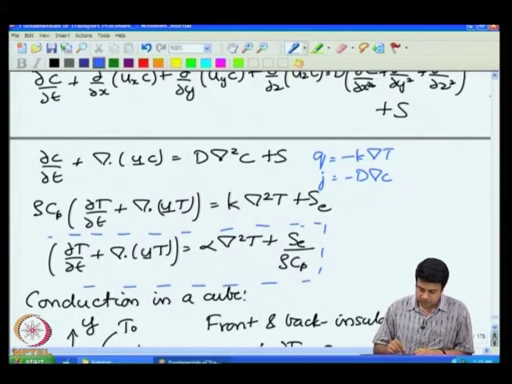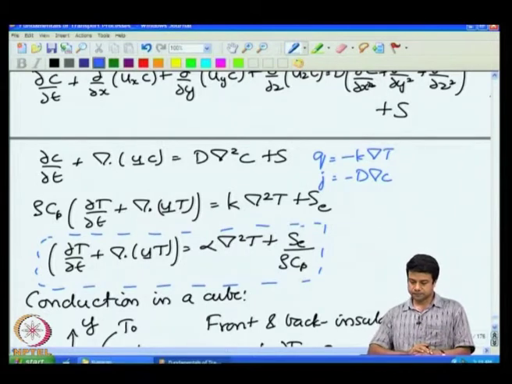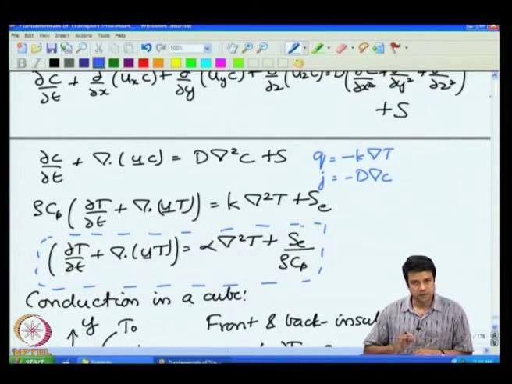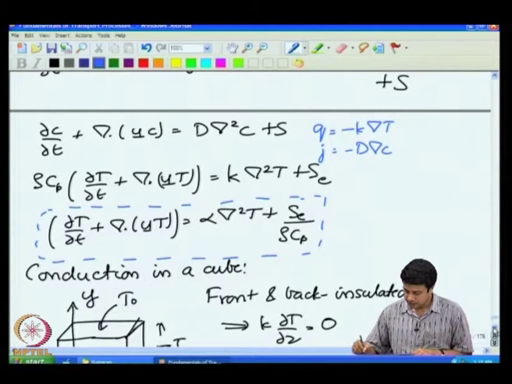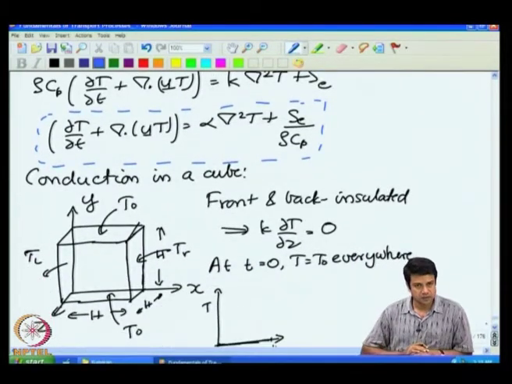I just substitute the temperature instead of concentration and the thermal diffusivity instead of the mass diffusivity. So, these are general equations, and we started applying them for a specific case of conduction in a cubic volume. I have a cubic volume in which the front and back faces have 0 flux, the top and bottom faces are at temperature T naught, the left face is at temperature T L, the right face is at temperature T R.